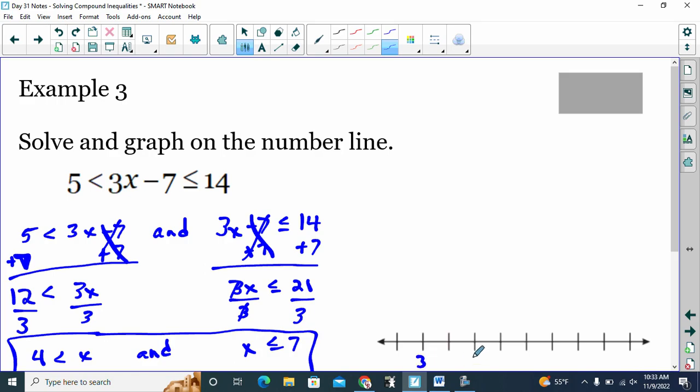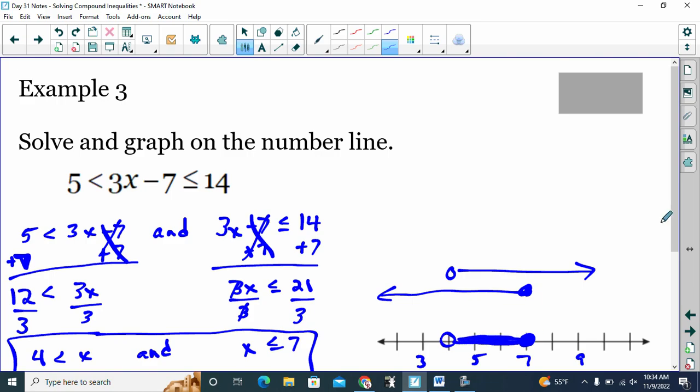To graph, I need x to be bigger than the 4. X is bigger than the 4 would look like this. I need x to be smaller than the 7 would look like this. Notice my overlap is in between those two things, in the middle here. That is one way that you can do this problem.